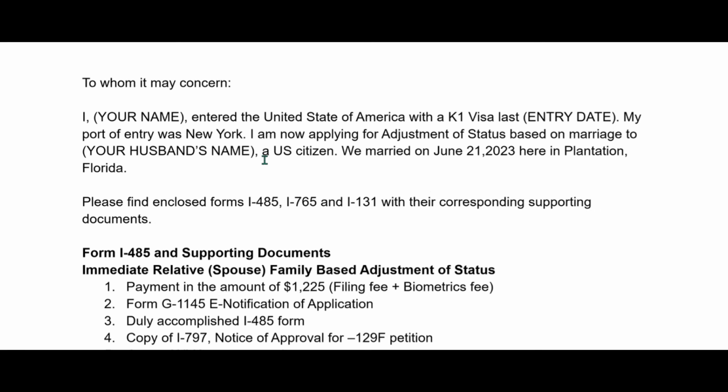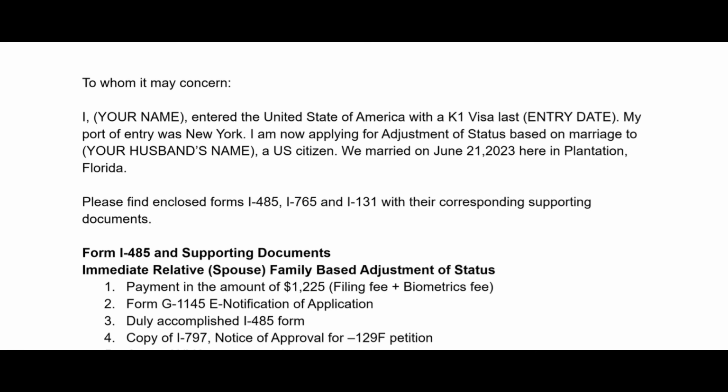I am now applying for adjustment of status based on marriage to your husband's or your wife's name, the petitioner's name, a U.S. citizen. Married on the date you got married, guys, and here, where you got married, for example, here in Plantation, Florida.